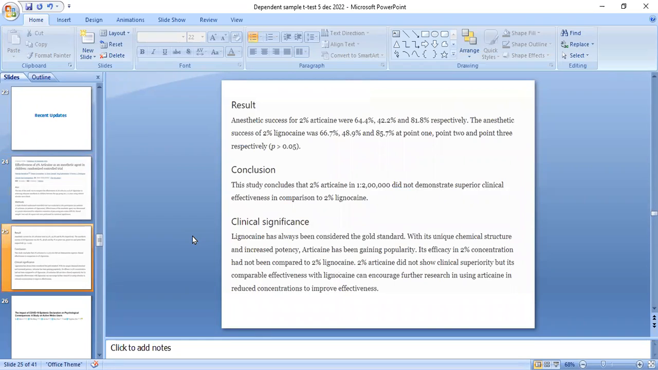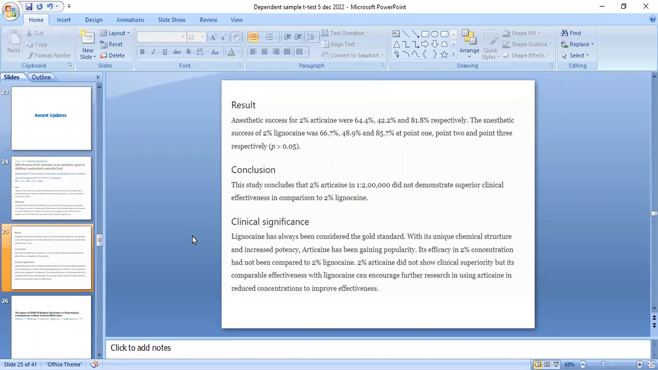The result in this study is that anesthetic success of 2% Articaine was 64%, 42%, and 81% respectively at the 3 points, while the anesthetic success of 2% lignocaine was 66, 48, and 85% at the 3 points. The conclusion is that this study concludes that 2% Articaine in 1 to 2 lakh did not demonstrate superior clinical effectiveness in comparison to 2% lignocaine.